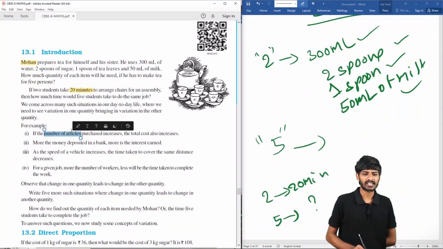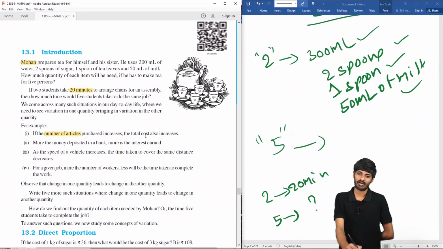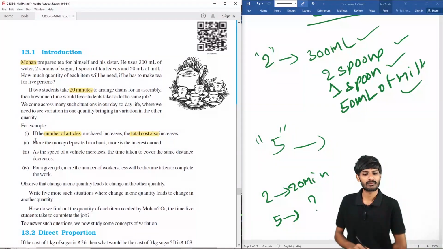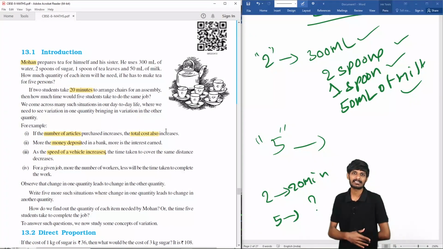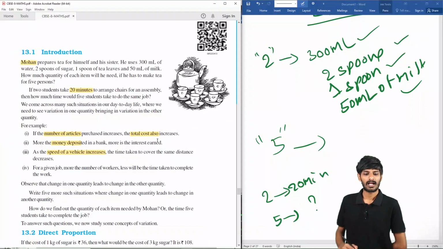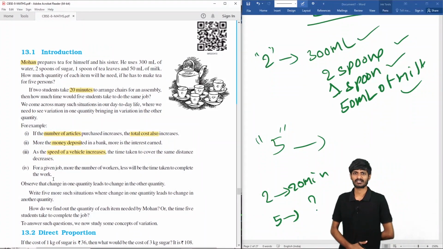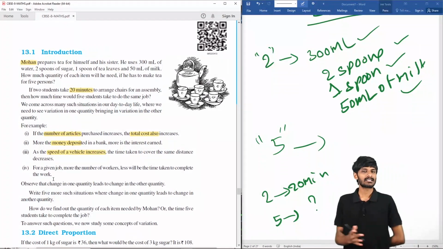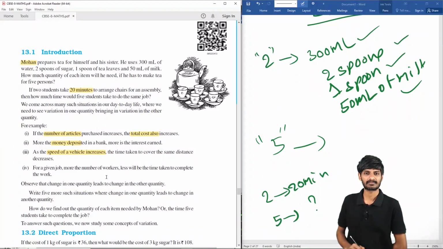And automatically, if the number of articles purchased by you increases, the total cost also increases. And if you deposit more money in the bank, then the interest you get is also more. And if a vehicle is moving with some speed and its speed increases, what happens? The time to travel the distance decreases. Whenever the speed increases, the time of journey will decrease. He will reach in less time. And there is some work and some workers are doing that work. If the number of workers increases, then the time taken for that work to be done decreases.